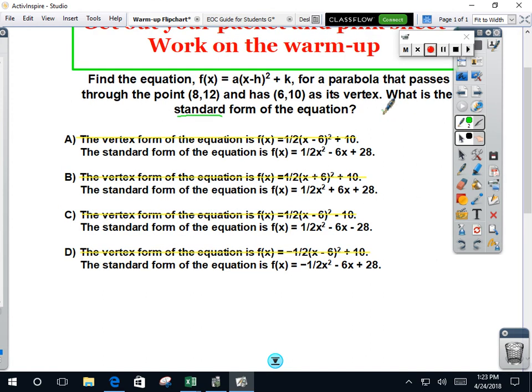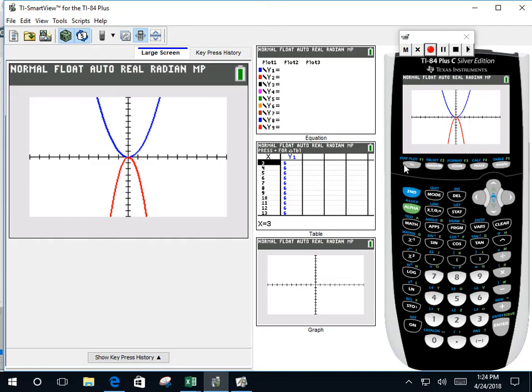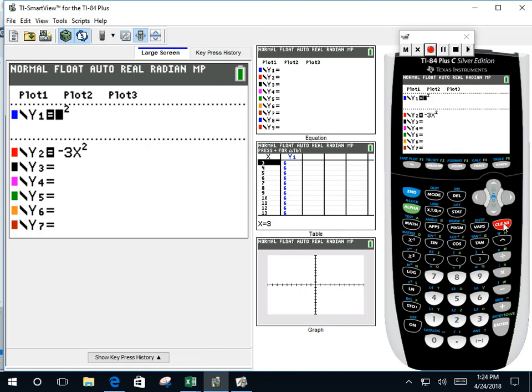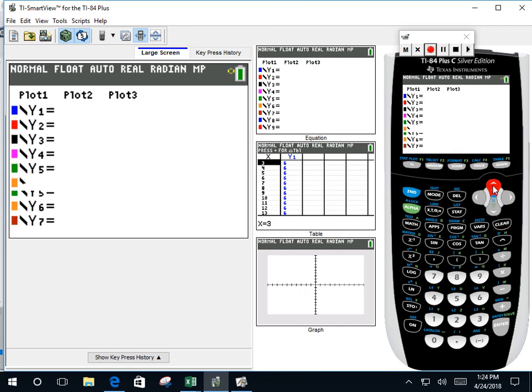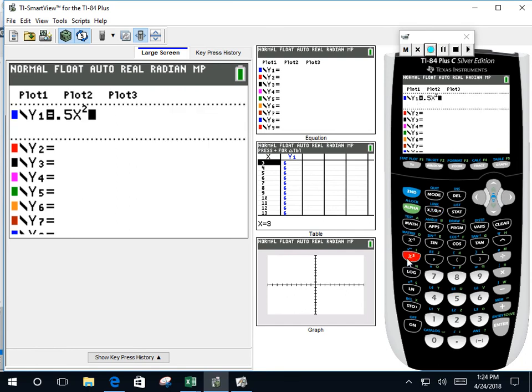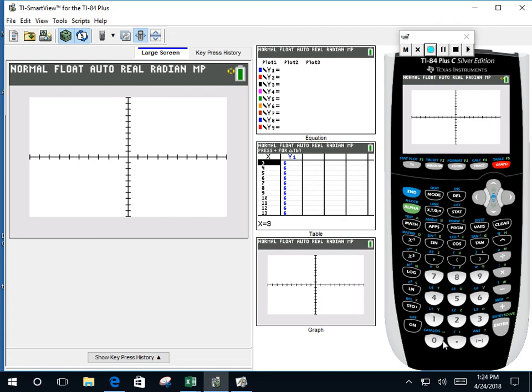The way I did it was I started with choice A, and I graphed it in standard form. So I went to y equals, and I typed in 1/2 x squared, which I'm just going to do 0.5 x squared instead to save time. And then I typed in minus 6x plus 28. When I graph it, I see that it is a parabola, and that's because it's a quadratic function. The highest exponent is 2.